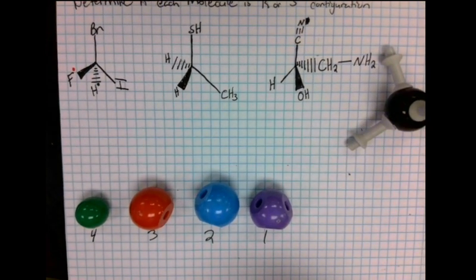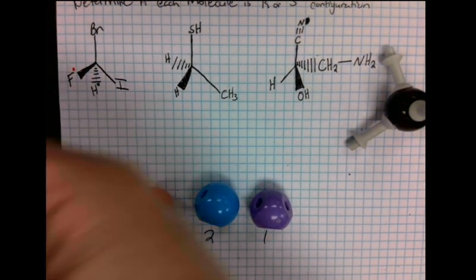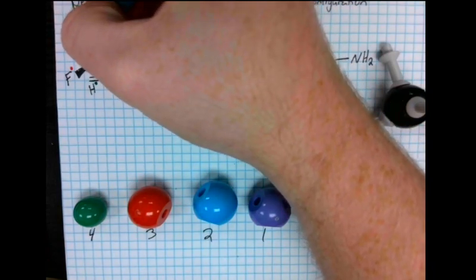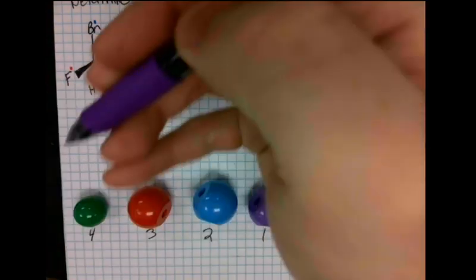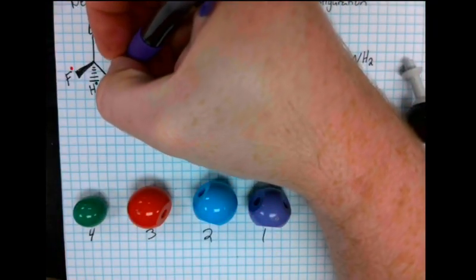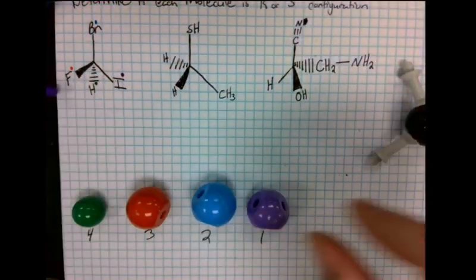After fluorine would be bromine, so bromine is going to be blue in this case. So I'm going to get my blue. I'm going to make bromine blue. And then finally, iodine is the heaviest. That means iodine gets to be purple. Iodine is the highest priority.